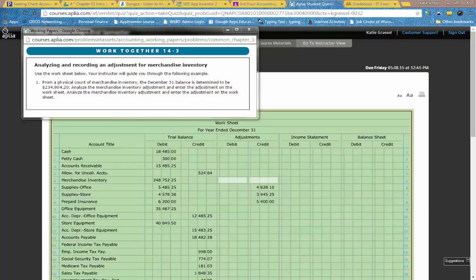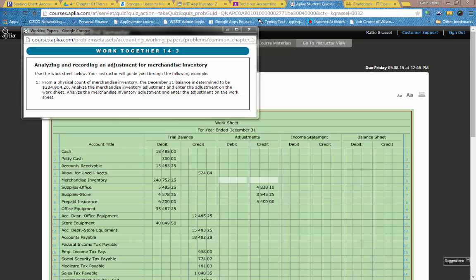So when we look at Work Together 14.3, it says a physical count of the inventory for our business has determined that we have $234,904.20. We have to analyze the adjustments and enter that adjustment on the worksheet. Now, merchandise inventory on the trial balance, that balance is the value of merchandise on January 1st, the very first day of our fiscal period. They gave us the value at the end, so we have to find the difference.